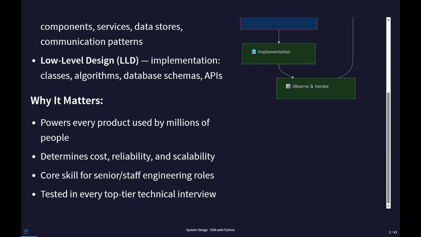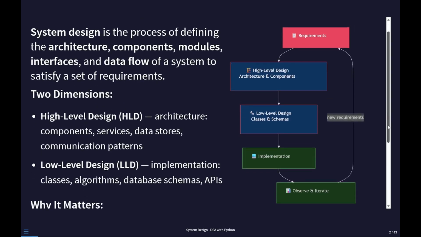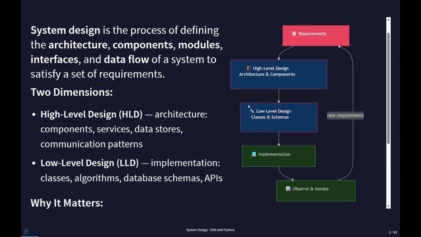If you have ever wondered what separates a senior engineer from a software engineer in an interview context, this is it. The diagram on the right shows the design cycle. You always start with requirements. Those requirements drive your high-level architecture, which then informs the low-level implementation. You observe the running system, learn from it, and requirements evolve. It is a continuous loop.